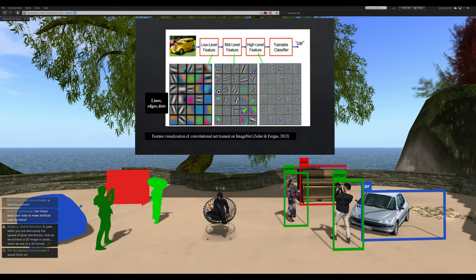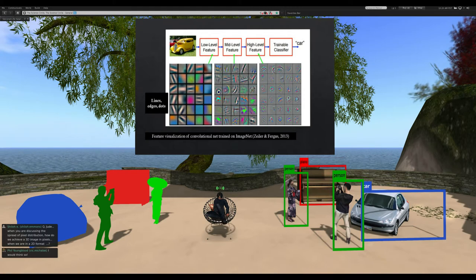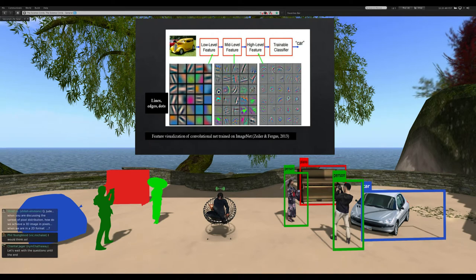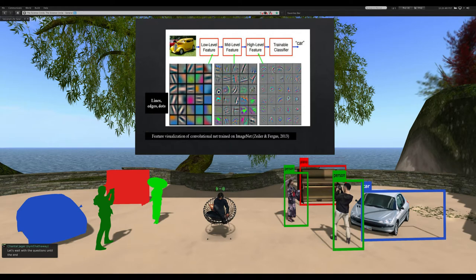One of the things that we start from is lines, edges, and dots. These are called low-level features. The easiest thing to extract from an array of numbers is lines, edges, and dots. We put those together and we can get the mid-level features, and then the high-level features.